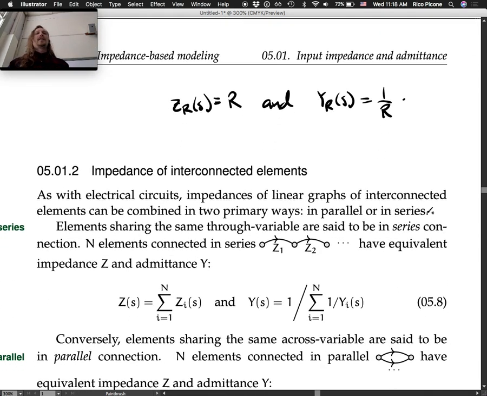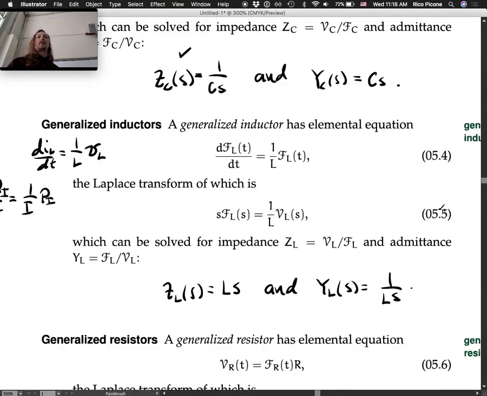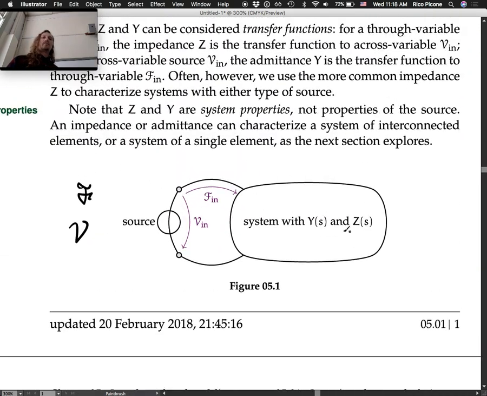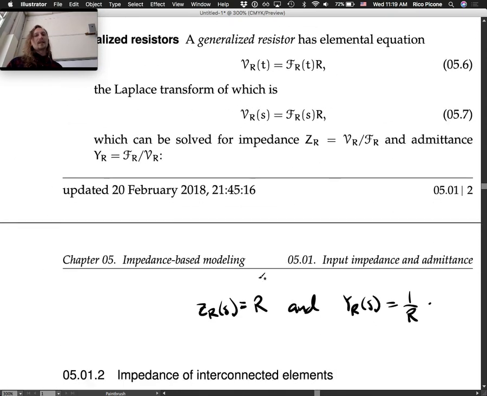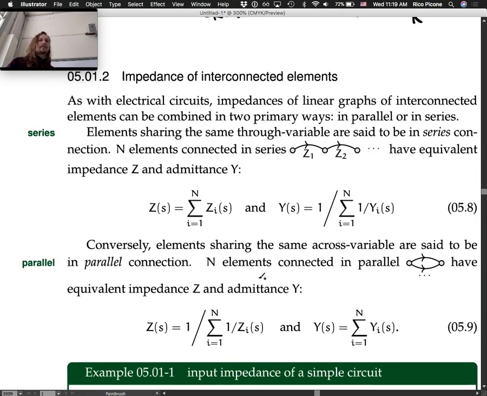Okay, now we're going to connect them up. For a minute there, we were just pretending like the impedance and admittance were about one element as our whole system, but now we're going to expand that. So say we've got more elements interconnected here.